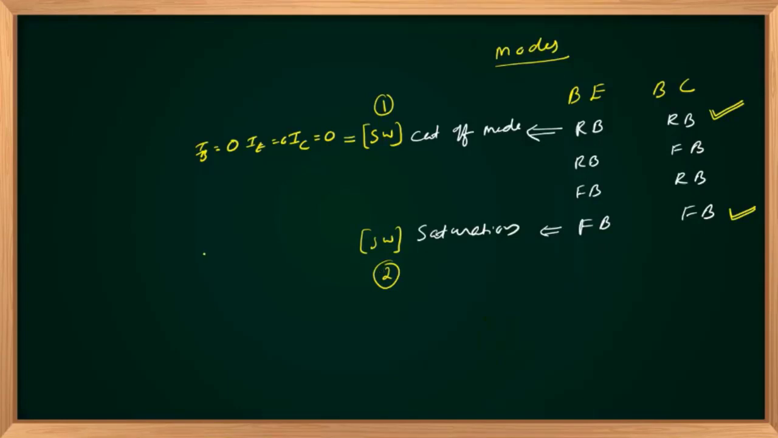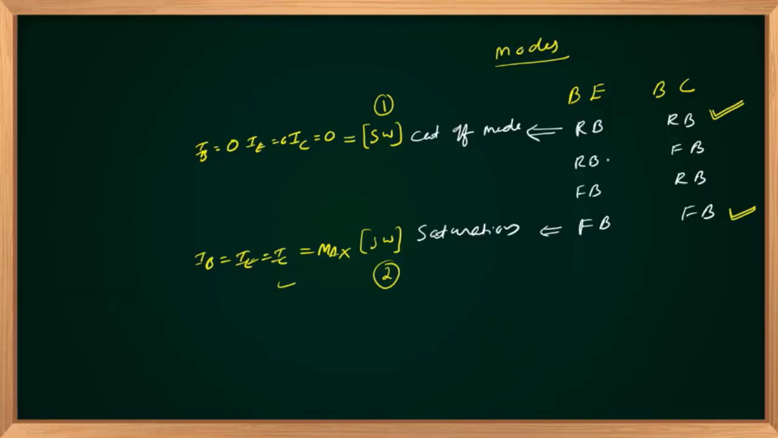The second one: base current, emitter current, collector current, all will have maximum value, and that maximum value will depend on the circuit components present along with your transistor, right? So both reverse biased is cutoff, the open condition of a switch. Both forward biased is saturation, the closed condition of a switch, right?